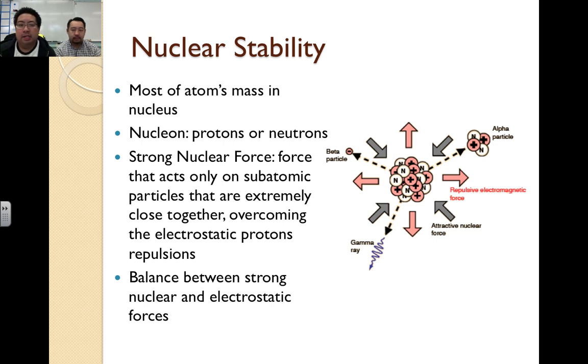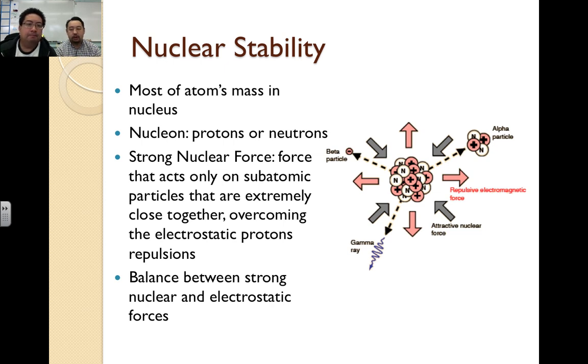Nuclear stability. Whether or not something emits radioactivity is dependent upon the stability of the nucleus. And remember, from way back in Unit 1, most of the atom's mass is in the nucleus itself, and we know that the nucleus contains protons and neutrons, and sometimes these are referred to as nucleons.